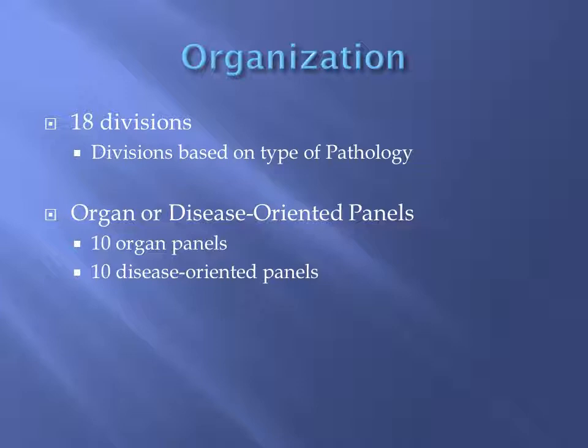We also have organ or disease-oriented panels. This is a predefined cluster of laboratory tests to evaluate a diseased organ, organ system, or a disease. And there are 10 organ panels and 10 disease-oriented panels.